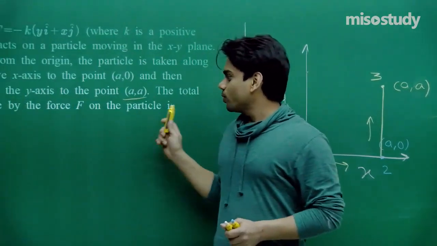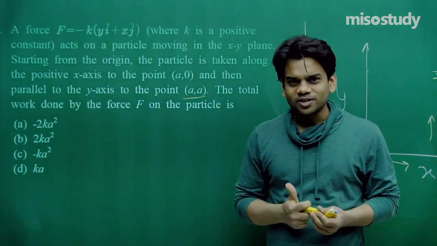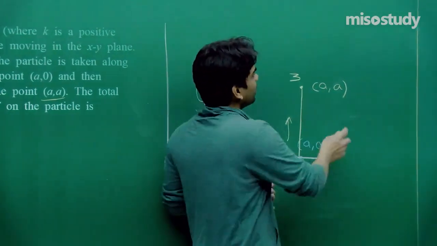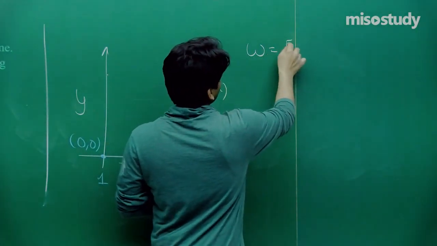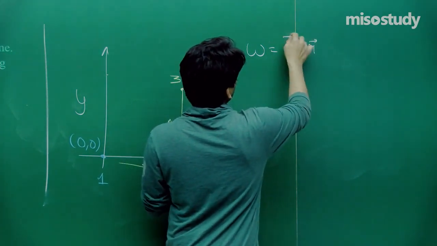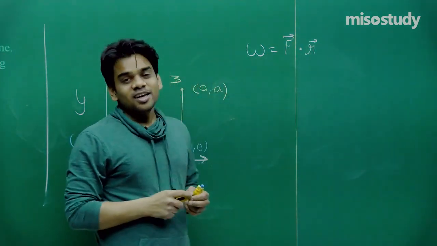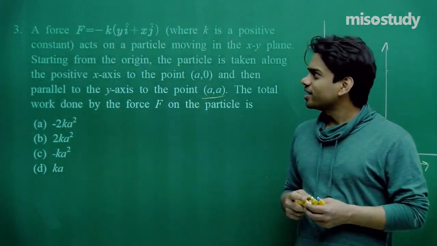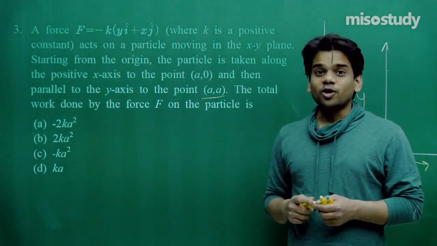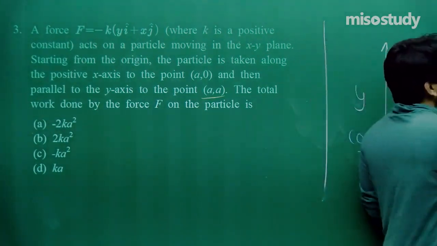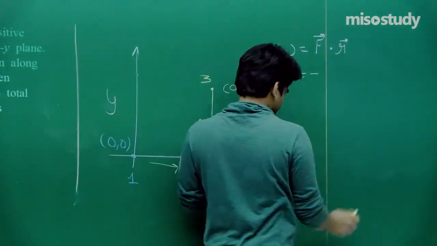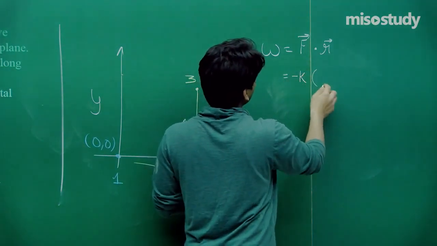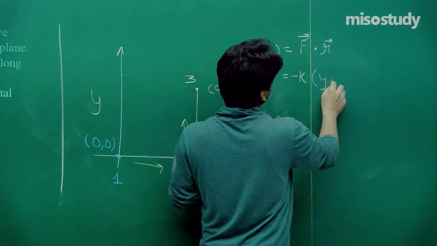The total work done by the force F on the particle is, we know that work done is equal to F dot R. Here I will be talking about work done is equal to F dot R, that will be the most appropriate term. Now you see here, at any point, if I write the force as F is equal to minus k (y i cap plus x j cap), and if I talk about dr, see what I need to write down.